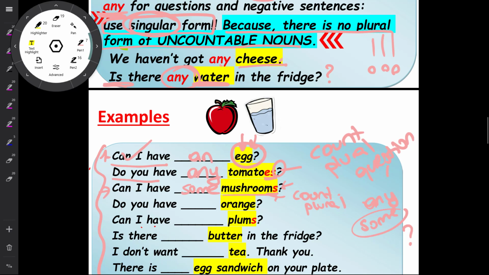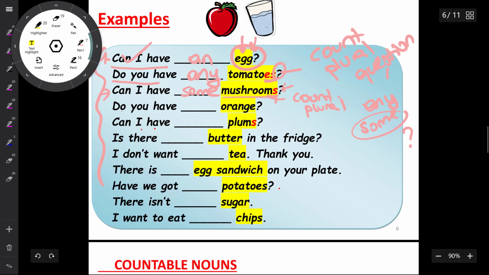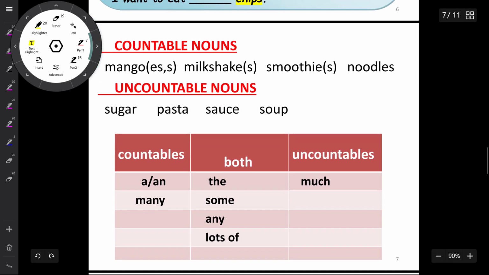And the rest of the examples are your homework. Okay, let's do them in your notebooks. Next lesson we are going to check together. These are your homework. But I would like to teach you something more. Okay, I'm going to change my color.